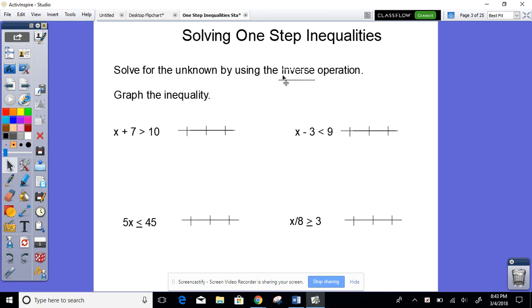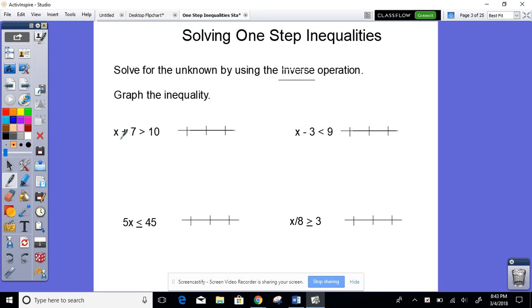Now, solve for the unknown by using inverse operations. So as I go, you're going to copy down what I do, but you might take longer than I do. So I'm going to need you to watch what I do and then practice what I do, okay? So pause the video after I work it out so you can write it down.